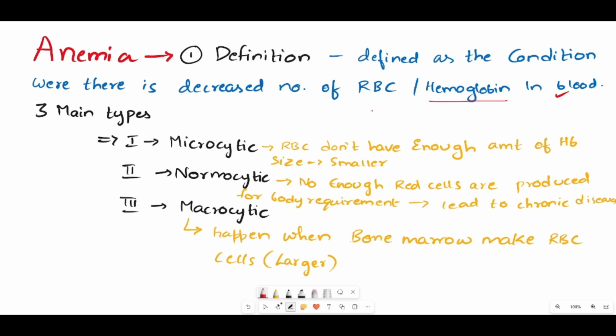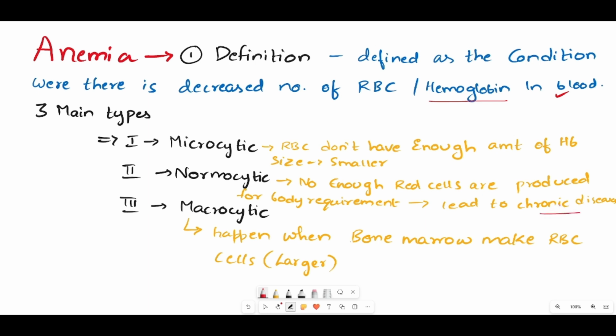So that condition we will be calling anemia. This is mainly divided into three types: microcytic, normocytic and macrocytic. In the microcytic type, the RBC cells do not have enough hemoglobin, due to which the size of the RBC will be smaller than the normal size. Coming to normocytic anemia, not enough red cells are produced to meet the body requirement, which leads to further chronic diseases.